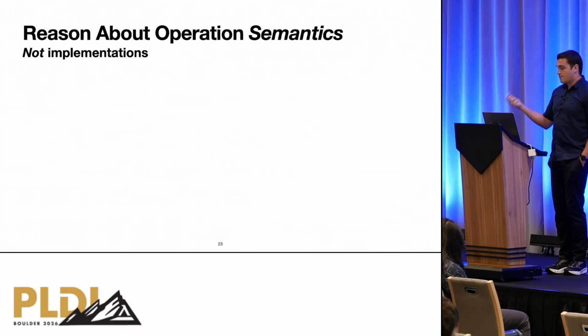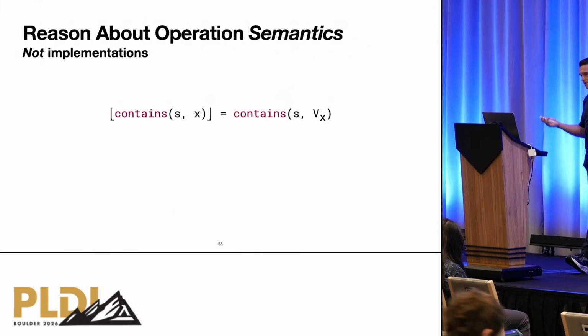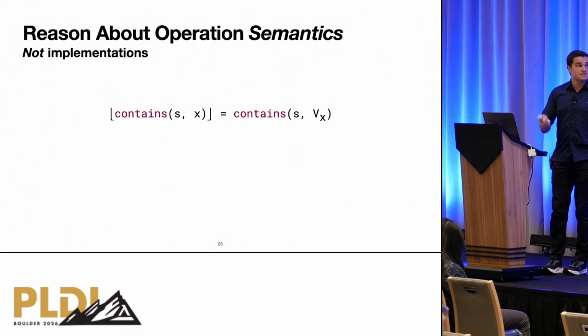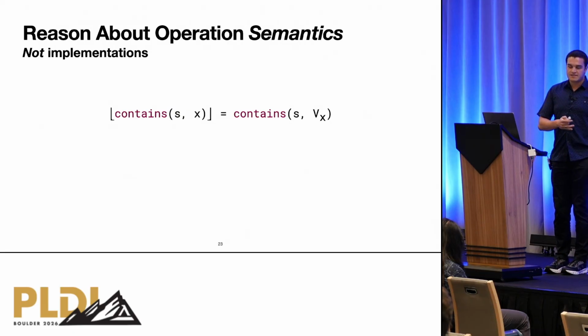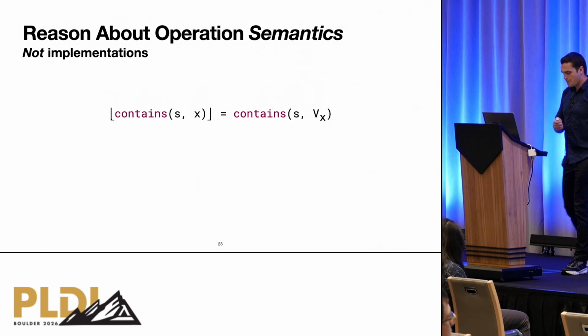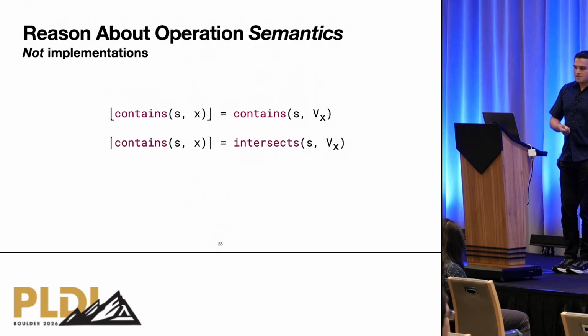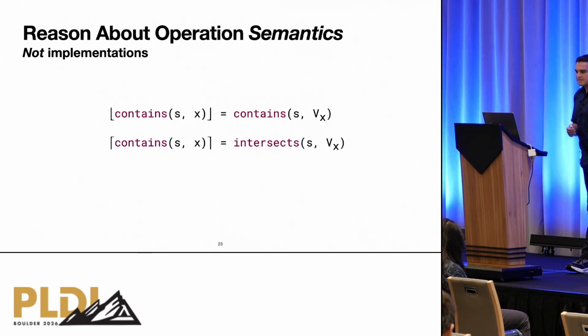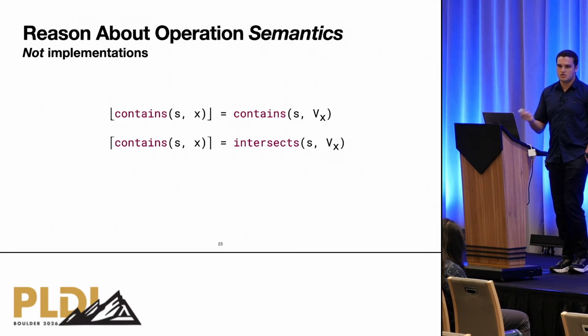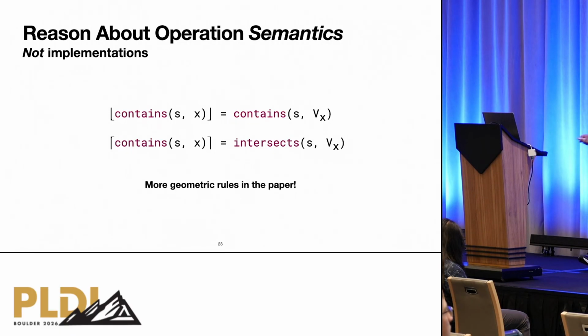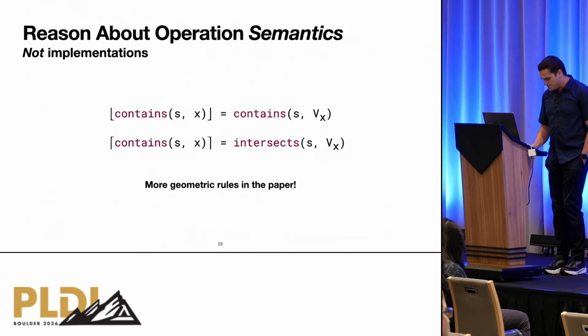And you can do so for all of these geometric operations. So for example, if I want to lower bound whether a geometry S contains a geometry X, the geometry S absolutely contains the geometry X if S contains the bounding volume of X, and that's because containment is transitive. Similarly, if I want the upper bound of whether S contains X, then that is that S intersects the bounding volume of X. The intuition behind that is that if S does not intersect the bounding volume of X, it simply cannot contain the geometry X. And we include a number more geometric rules in the paper.